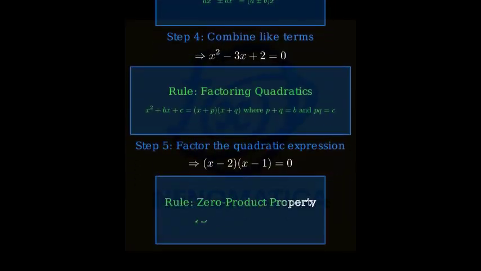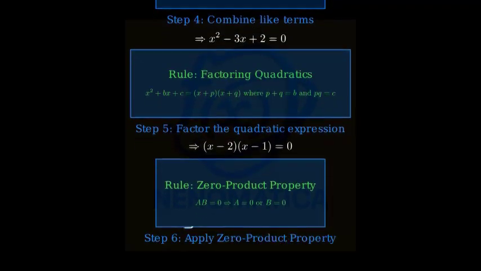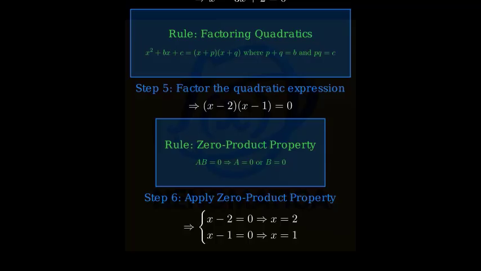Now we can use the zero product property to find our solutions. The zero product property tells us that if a product equals 0, at least one of the factors must be 0. So we have two possibilities. Either x minus 2 equals 0, which means x equals 2, or x minus 1 equals 0, which means x equals 1. Therefore, the solutions to our equation are x equals 1 and x equals 2.